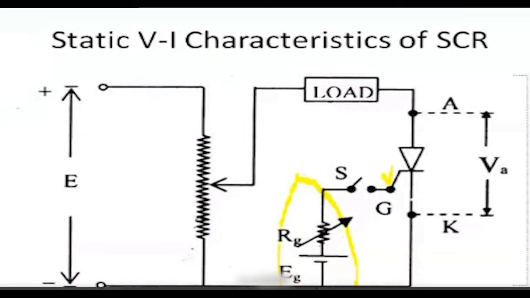Therefore, since they are separated, some leakage current will be passing from anode to cathode. Because of this, that leakage current will increase with an increase in the voltage. When you increase the voltage, what happens?